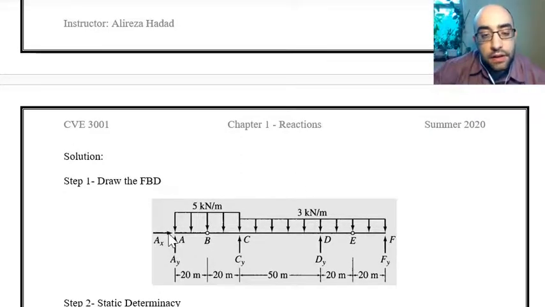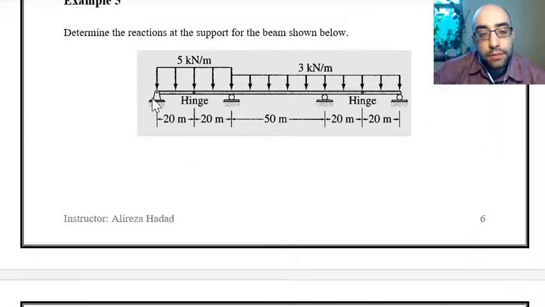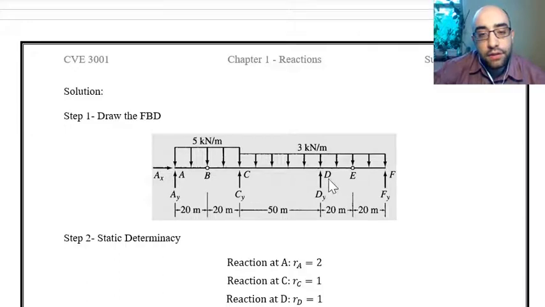As you can see, we had 2 reactions at point A because of this support over here, and we had roller supports at these 3 locations, this point, and this point, and that's why we have one vertical reaction at C, one vertical reaction at D, and also one vertical reaction at F. So this is the free body diagram.